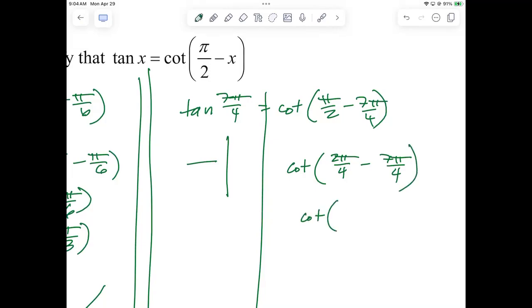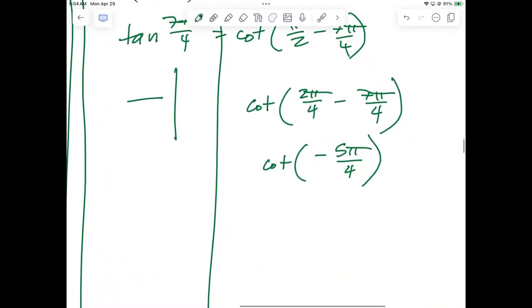2 minus 7 is negative 5, so I get negative 5 pi fourths. Negative 5 pi fourths is coterminal with what? Within one positive rotation, negative 5 pi fourths is over here, right? It's coterminal with 3 pi fourths.